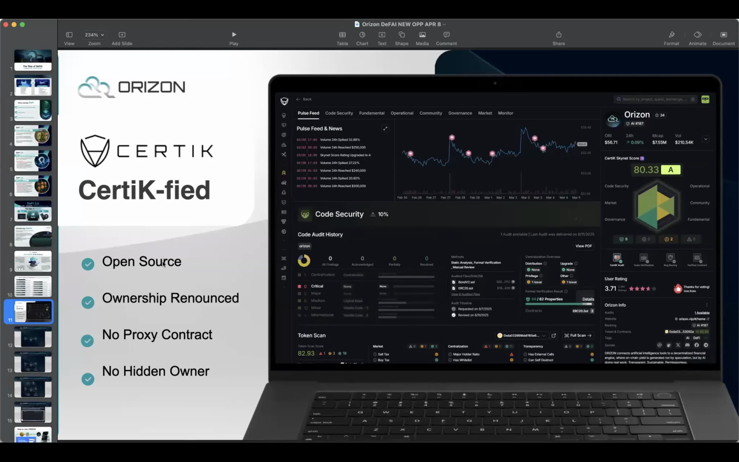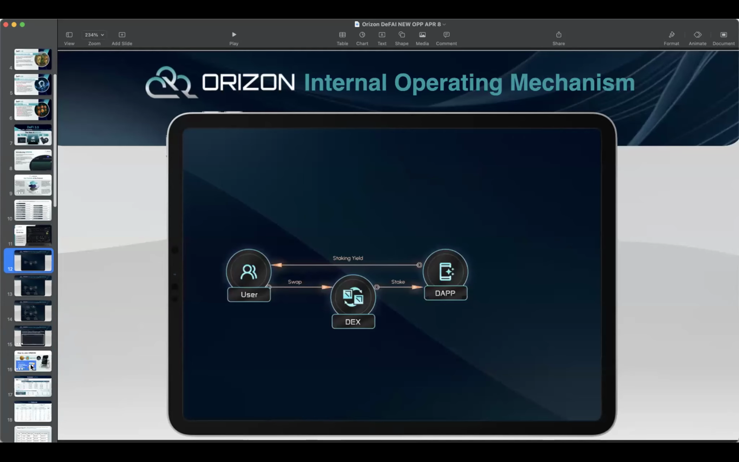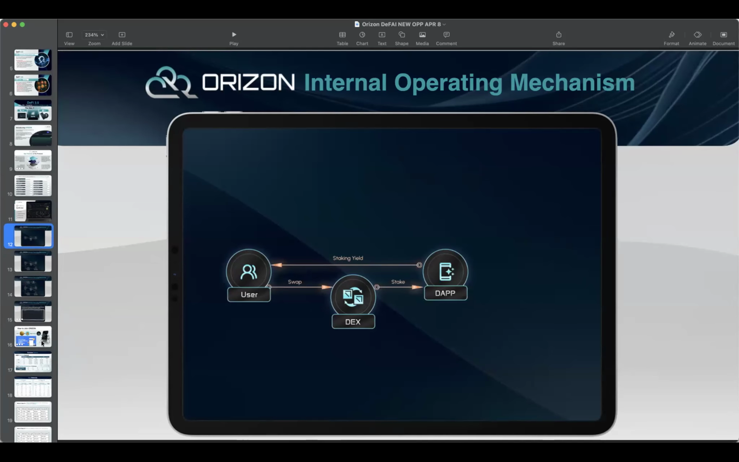They are open source. They renounce their contract fully, meaning they have relinquished all ownership. They cannot modify the smart contract. They don't have any proxy contract, and they don't have any hidden owner. And I'm going to show you all of that in a moment on CETIC. But before we go to CETIC, I'm going to CoinMarketCap, I just want to run you through what they have done differently.